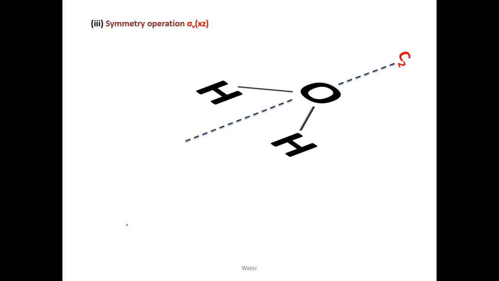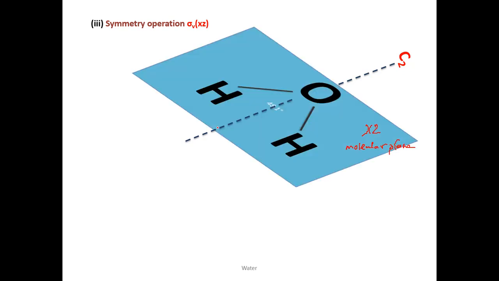Now we come to the next symmetry operation, sigma v xz. xz is the molecular plane, and so if we say sigma xz, we will have a plane like this. What do we mean by that? This plane cuts through all the atoms, each and every atom, the two hydrogen atoms as well as the oxygen atom, cutting into two hemispheres. One half of the atom will be above the plane and one half of the atom will be below the plane.